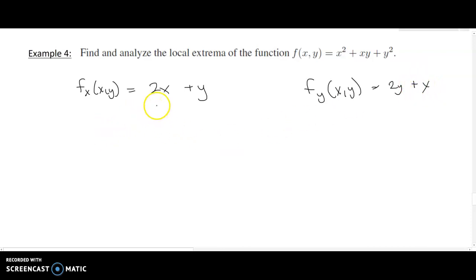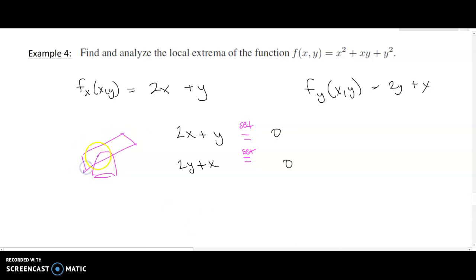And notice that we have a system of equations now, so we have to solve 2x plus y is equal to 0, and 2y plus x is equal to 0. And of course, we're setting them equal to 0 because we want to determine where the slopes in both directions are equal to 0. That idea that at a peak, the tangent plane is going to be flat. I didn't do a very good job of drawing a flat tangent plane, but I think you get the idea that this plane here is going to have a slope of 0 in both directions.